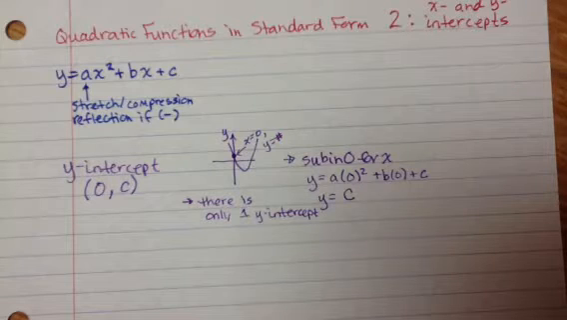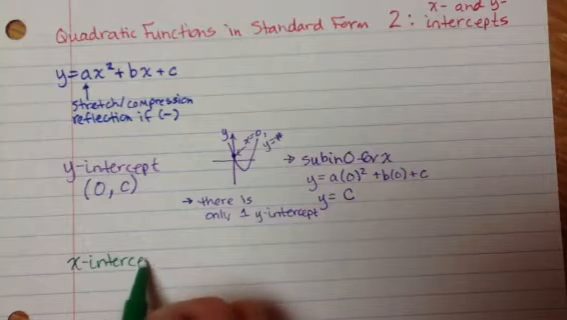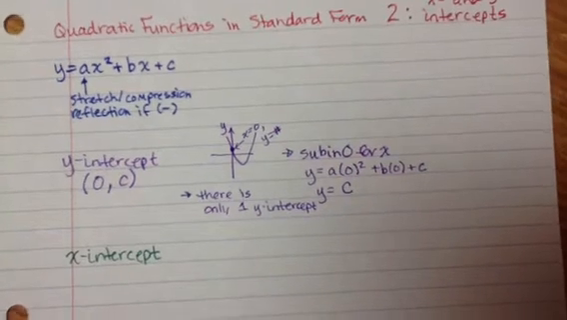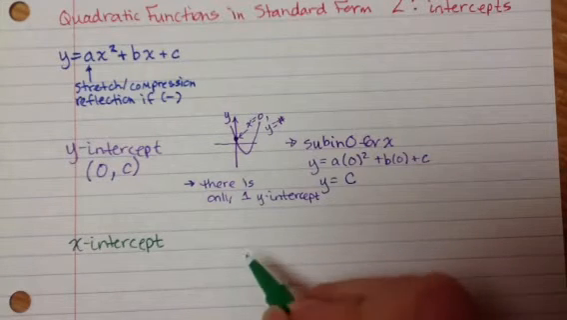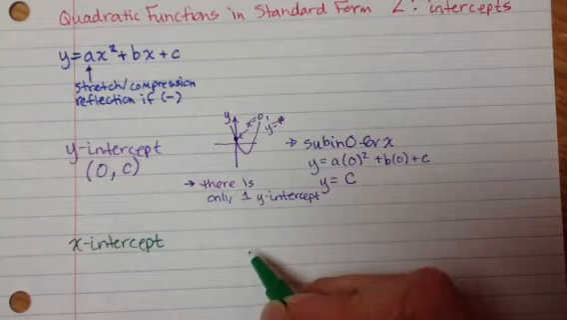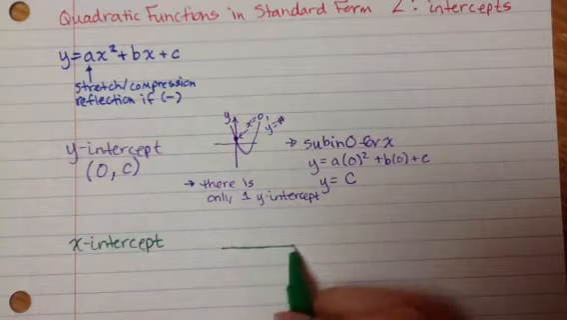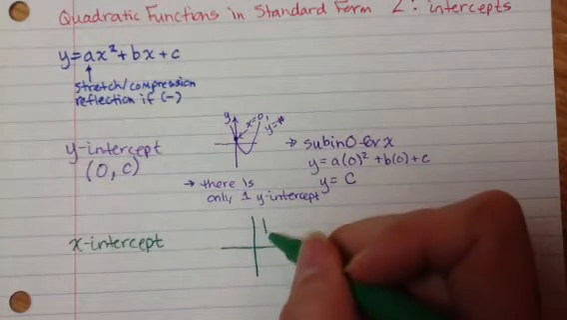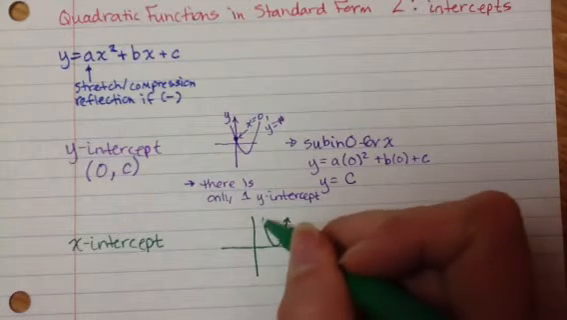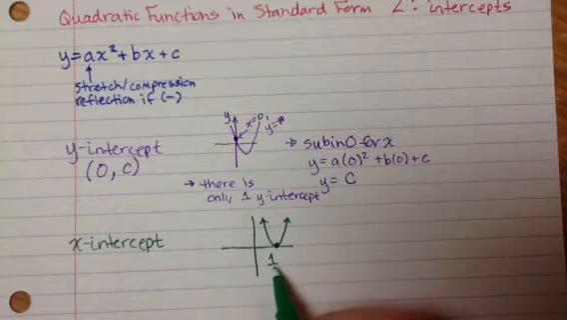Now let's talk about x-intercepts. X-intercepts are not as easy to find as y-intercepts. Now the x-intercept is where the graph would cross the x-axis. So we could have more than just one at times. We could have a graph where the parabola is sitting right on the axis. In fact, the parent function does that. So we could have one x-intercept.